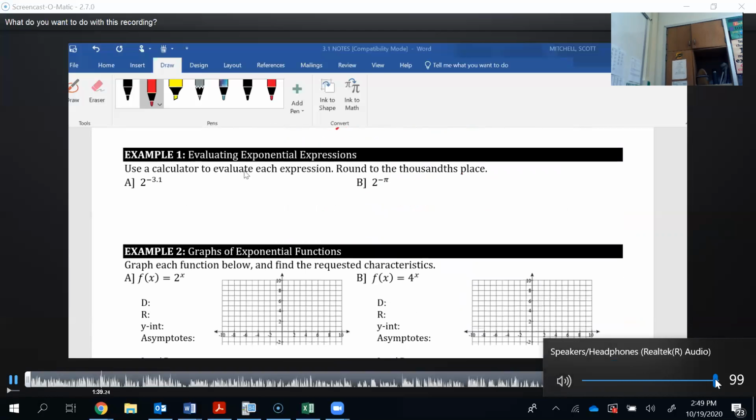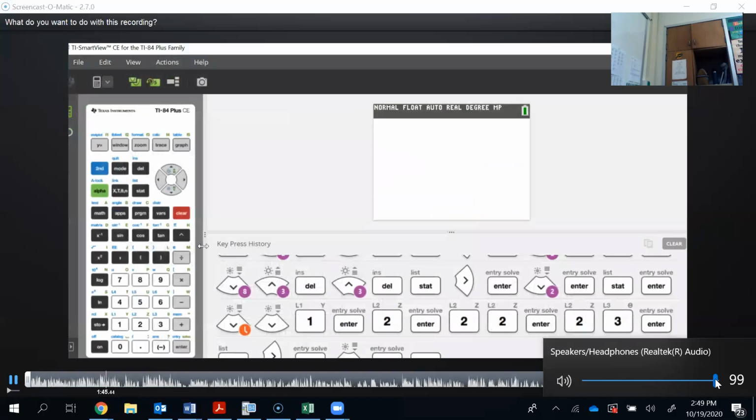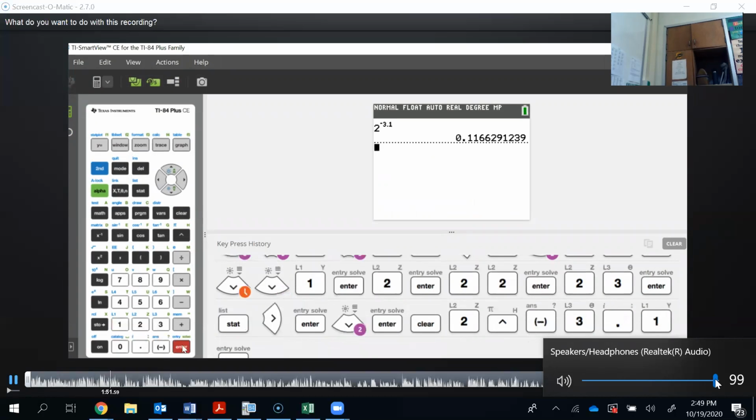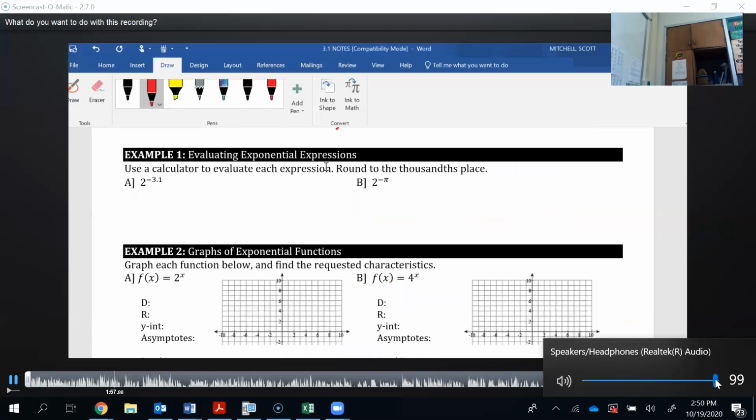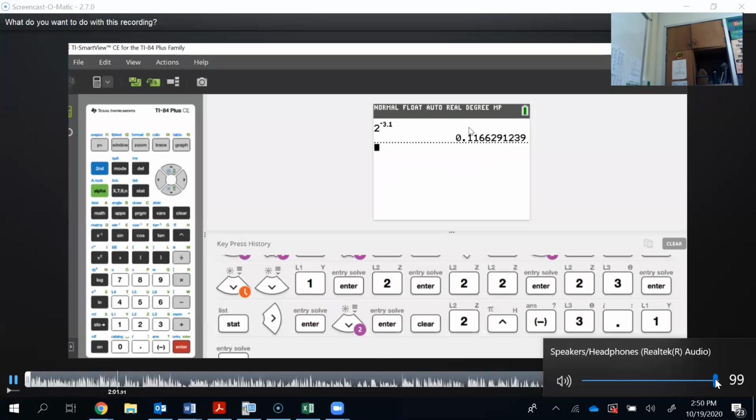All right. So first we're going to evaluate exponential expressions using the calculator. So I have my calculator handy. So we have 2 caret to the negative 3.1 power. 0.1166. How many places should you go to? Well, let's see. Do the directions tell us? Round to the thousandth place. So I need 3 decimal places, so 0.116.